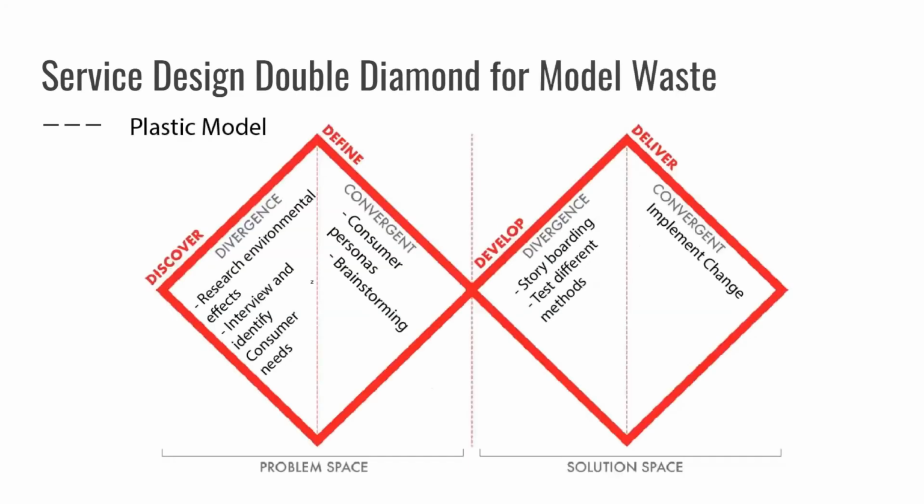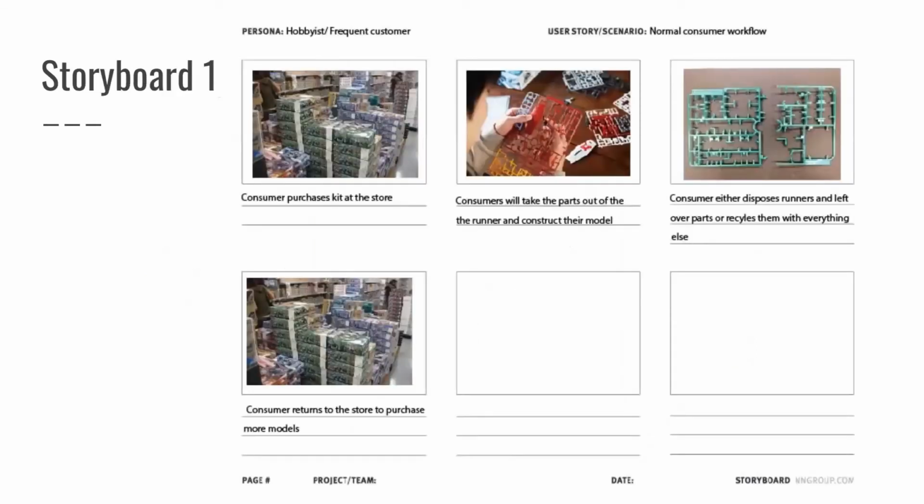This one's the service design double diamond for the plastic model specifically, where I go into detail on which methods I'll be using. So in this case, it will be brainstorming, storyboarding, and testing tools. So this is the first storyboard on what happens to the waste for the average user, how they purchase the kit, make the model, and dispose of the waste, and then go back to purchase more bottles.